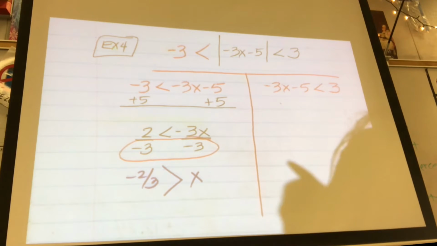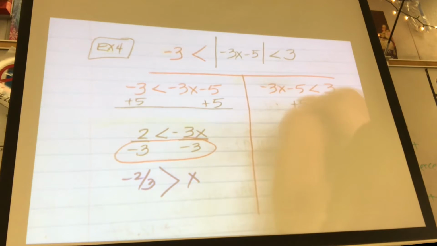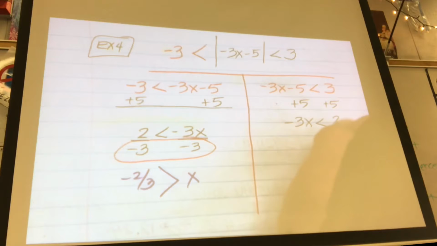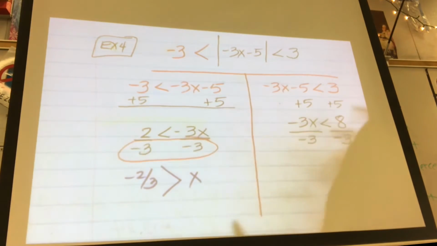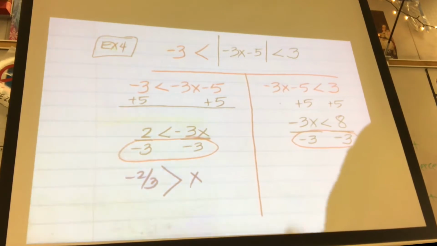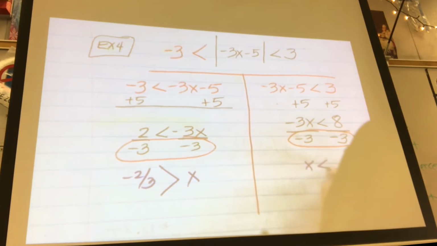So we're going to do the same thing on this side. We're going to add 5 to both sides. I get -3x is less than 8. We're doing it again, dividing across an inequality with a negative. So this is x is greater than -8/3.